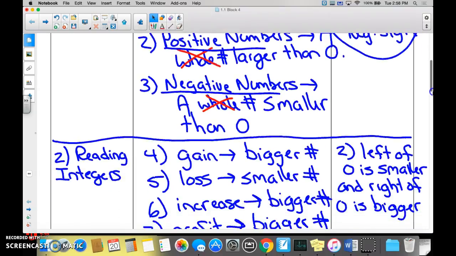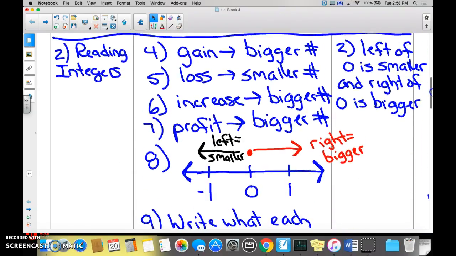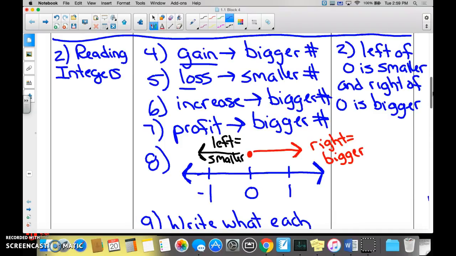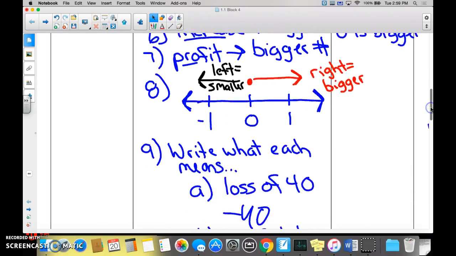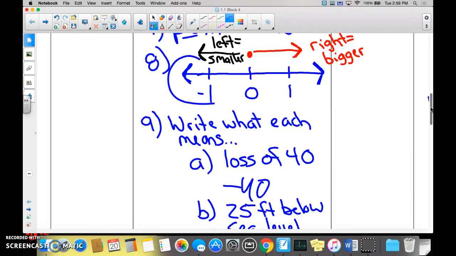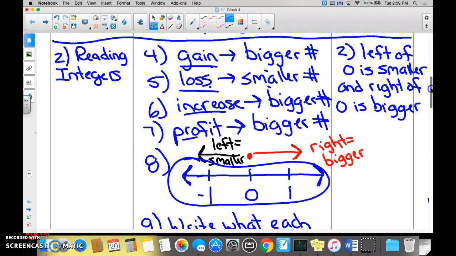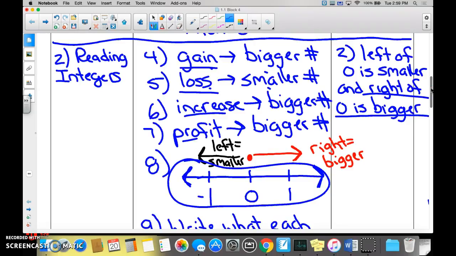We slid down to main idea number 2, and we talked about reading integers. In order to read integers, you need to understand what words like gain, loss, increase, profit mean. And we talked about a gain means you're going towards a bigger number. A loss means you're going towards a smaller number, and so on and so forth, right? And then we talked about this number line. And we said this number line right here helps us understand if we're gaining or losing or getting bigger or getting smaller, right? So as we go to the right on a number line, the number is getting what? Bigger. As we go to the left, the number is getting smaller.